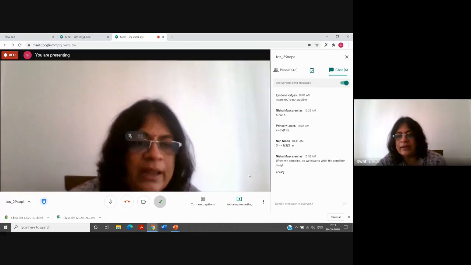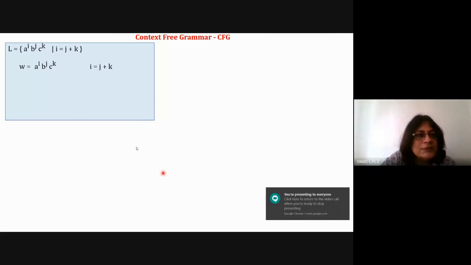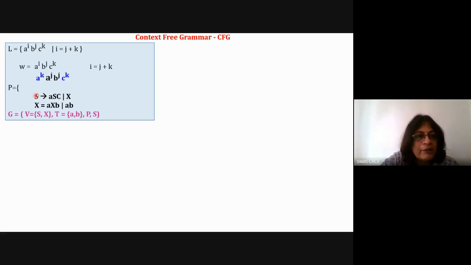A raised to K and A raised to J. Okay, so A for K times, and yes, right, because first we have to assume K. So A for K times will become equal to C for K times, and then A and B will become J times. So all the problems are like that only. So S will be ASC or X, and then X will be AXB or AB. Okay, so this is done.